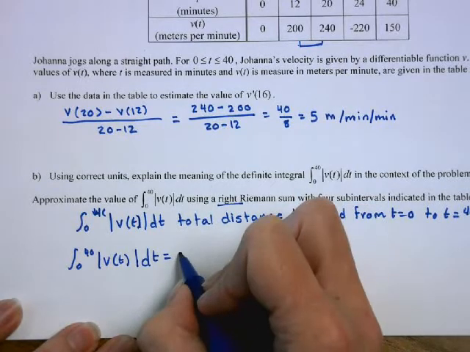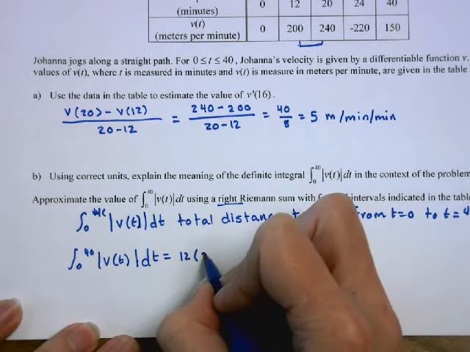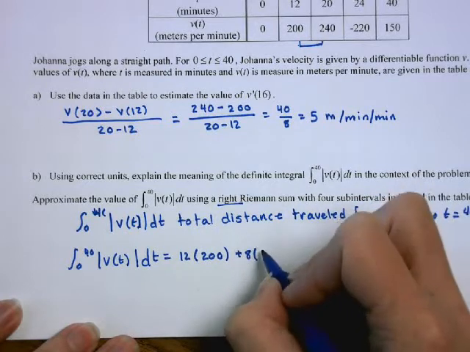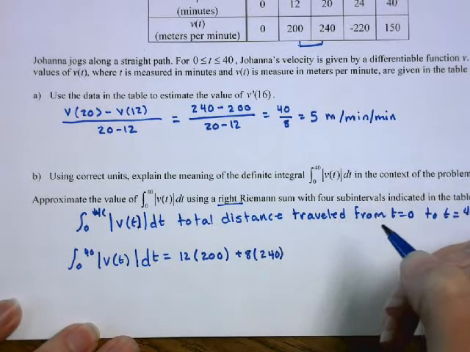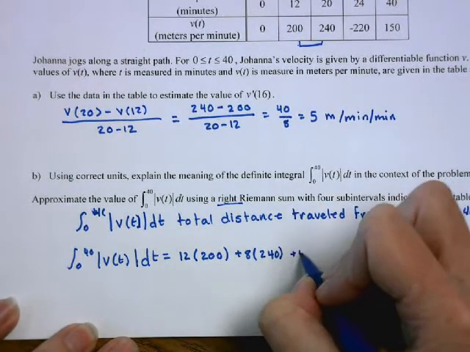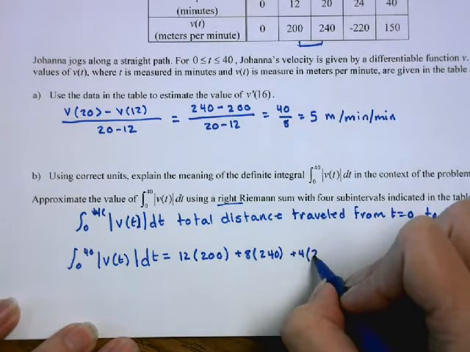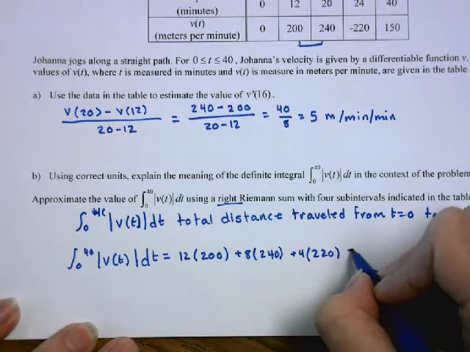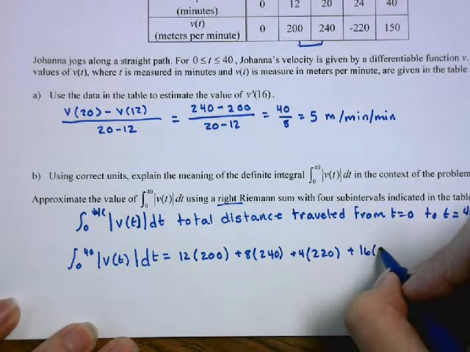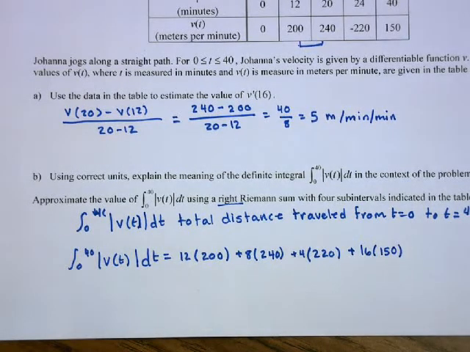So the width of the first one is going to be 12. The height at the right end is 200. The next one's width is 8. Its height is 240 on the right-hand side. The next one's width is 4. Its height is negative 220, but we're doing the absolute value, so this will be positive 220. The last one from 24 to 40 is 16, and its height is 150. And we would leave it just like that.